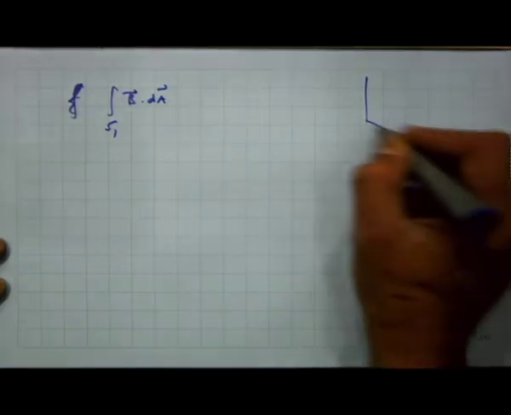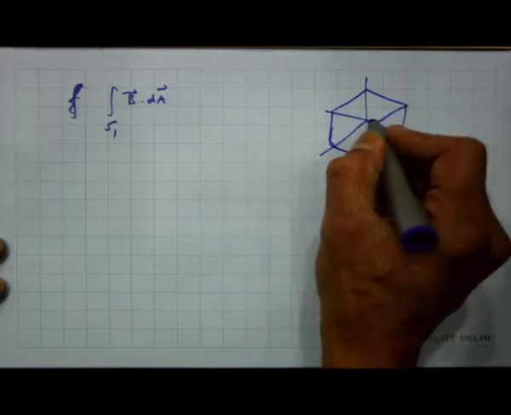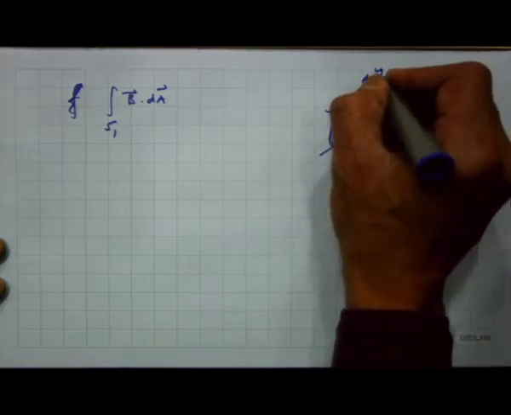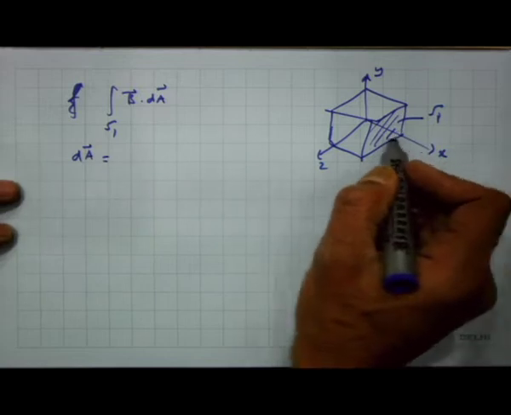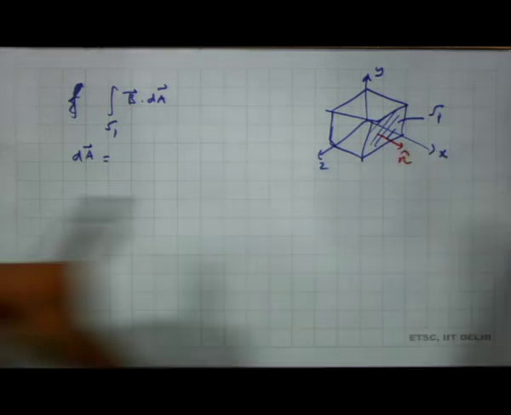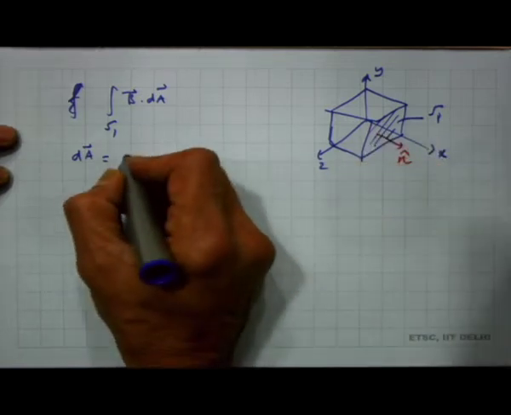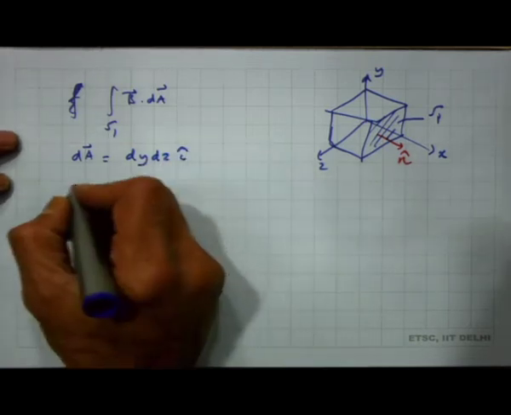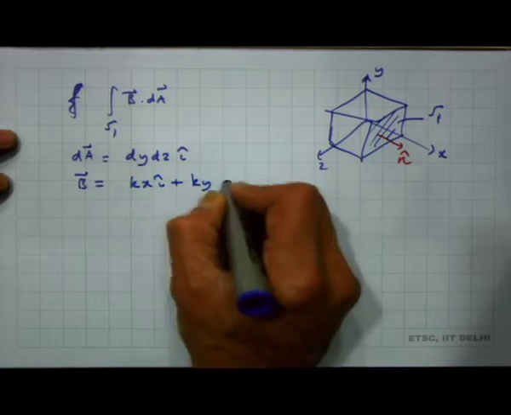So, let me redraw the figure here. Remember this is the cube in which I am integrating. So, this is S1, this is x, y and z. So, what is dA for this? It is an area whose normal is pointed along the x direction. This is the normal. This surface is parallel to the y z axis. So, dA will be dy dz into i cap, and B is given by k x i plus k y j cap.